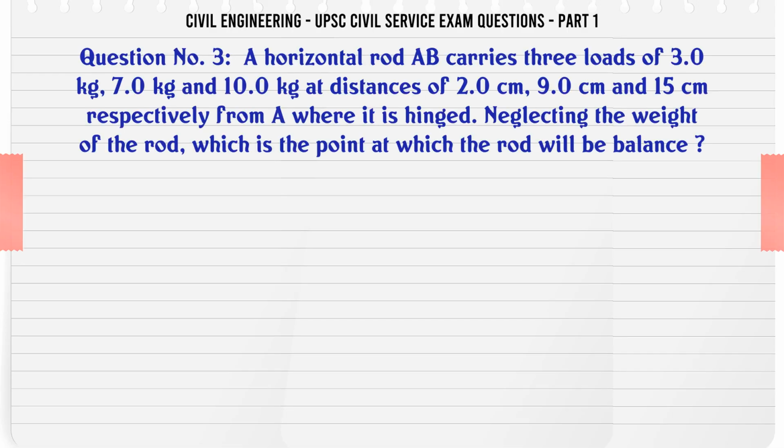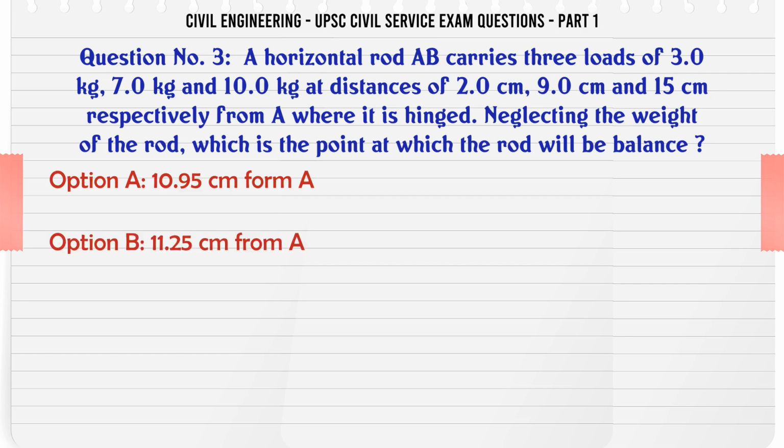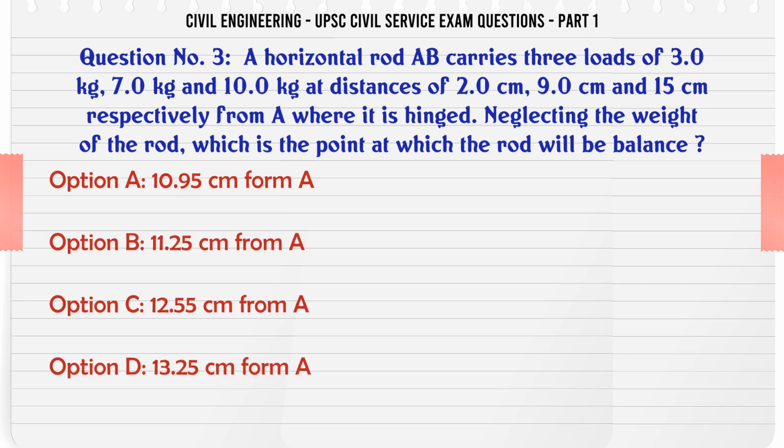A horizontal rod AB carries three loads of 3.0 kilograms, 7.0 kilograms and 10.0 kilograms at distances of 2.0 centimeters, 9.0 centimeters and 15 centimeters respectively from A, where it is hinged. Neglecting the weight of the rod, which is the point at which the rod will be balanced?